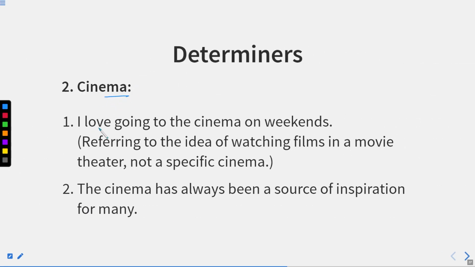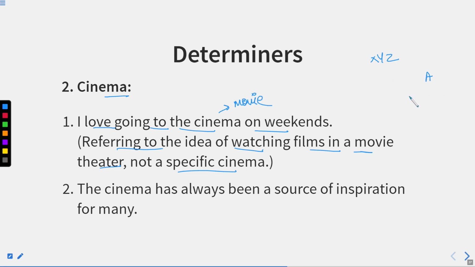Same for the cinema. I love going to the cinema on weekends. Now, here, cinema refers to the movie that I see in the cinema theater, referring to the idea of watching films in a movie theater, not a specific cinema. Now, of course, if there is XYZ cinema and I'm going there, obviously I will go there to see some movie. Suppose the movie is of a particular actor, and suppose the movie name is A. This is the name of the movie, and I'm going to watch this movie.